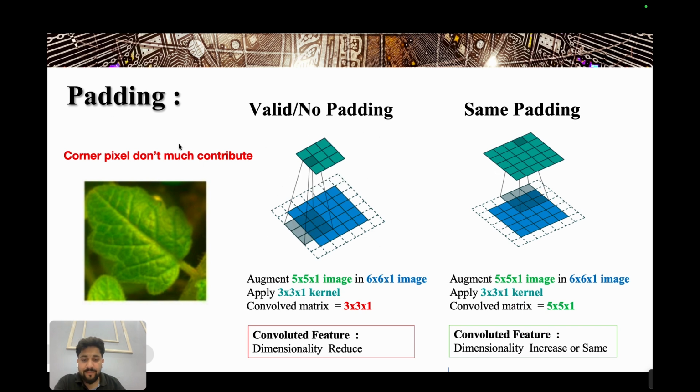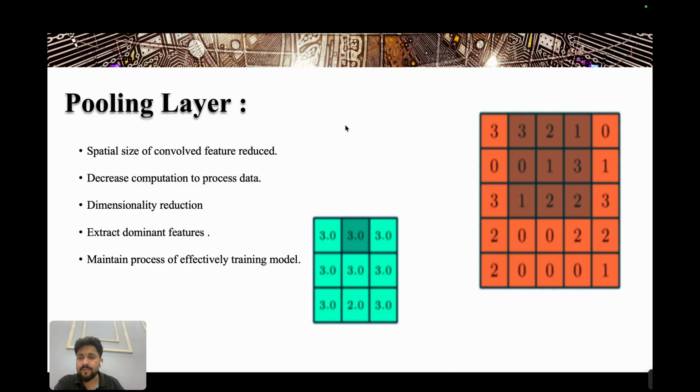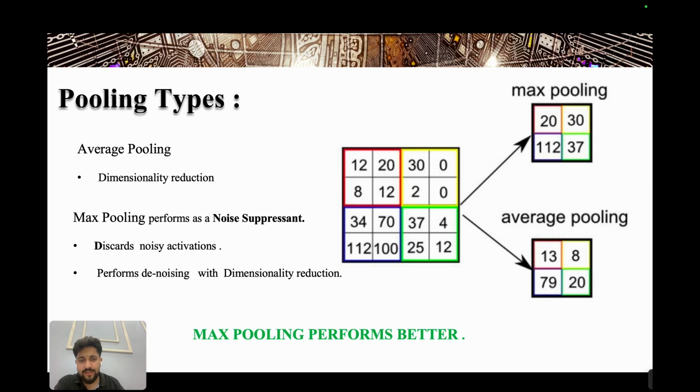This is padding. Padding is nothing but adding extra space in the corners. These corners don't contribute much, so we use padding to make sure that no pattern is left behind in the corners. That's why we do padding, which is of two types: valid padding and same padding. Then comes the pooling layer. Pooling happens in two ways: one is max pooling and one is average pooling.